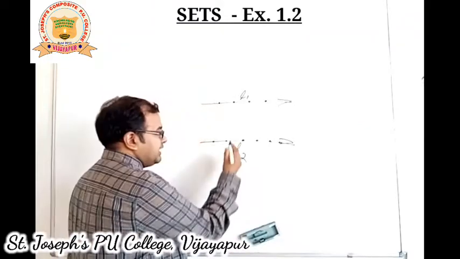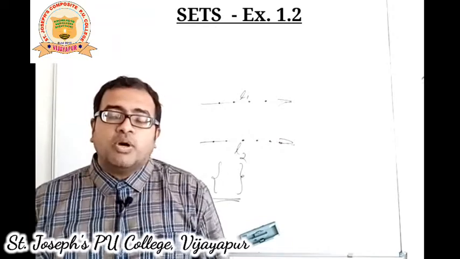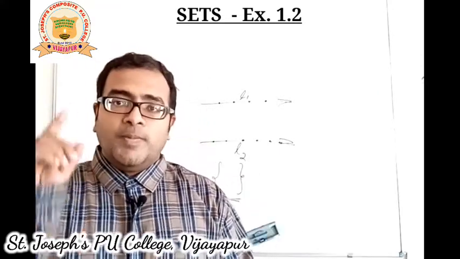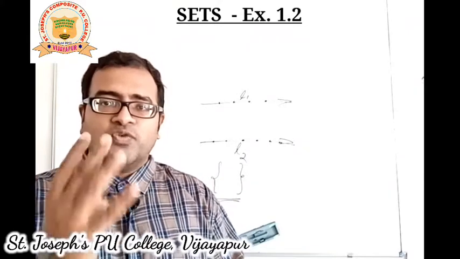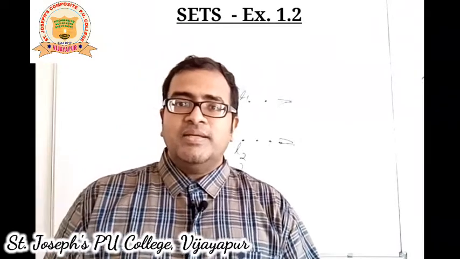So what can you say? The common point set, the set which contains the common point, is the null set. So that's main question number 1, all 4 sub questions we have cleared. Thank you. Let's continue with the second main question.